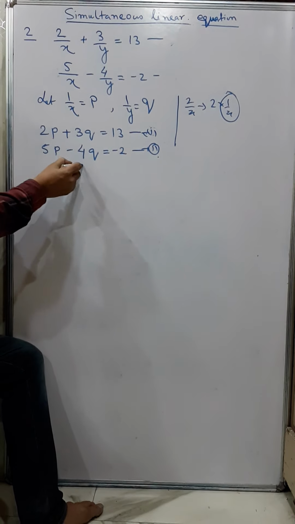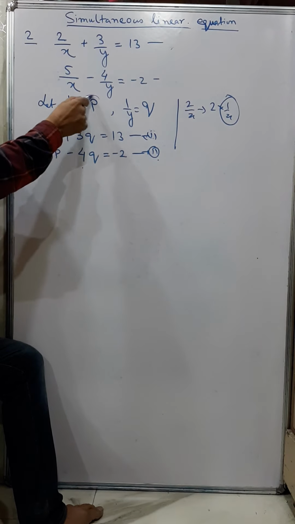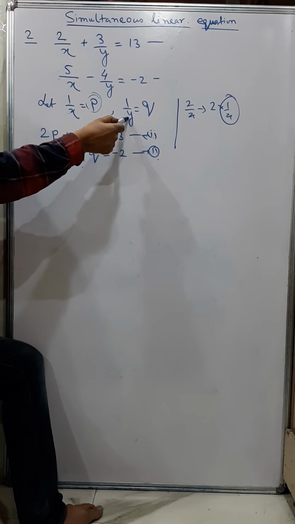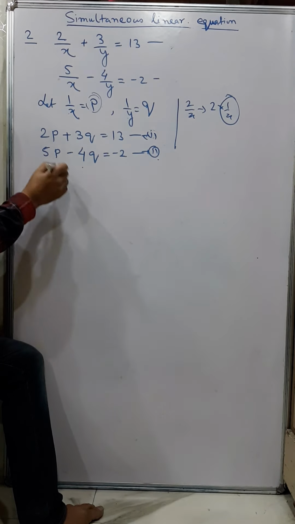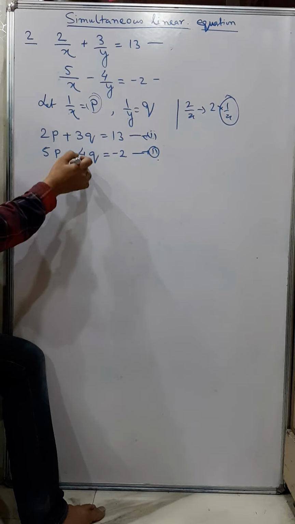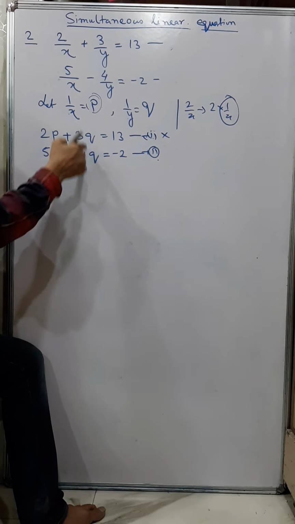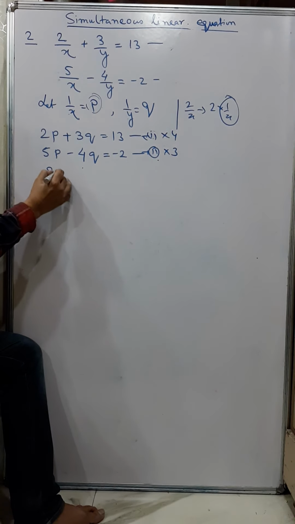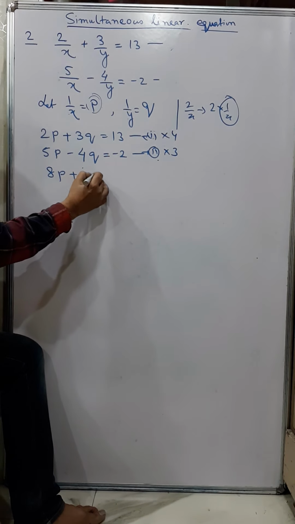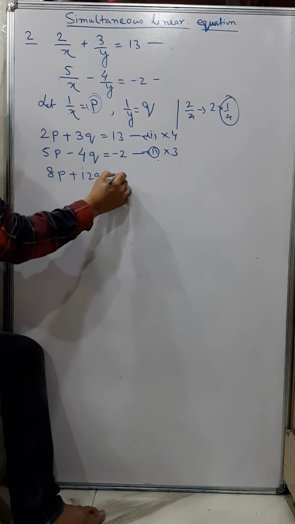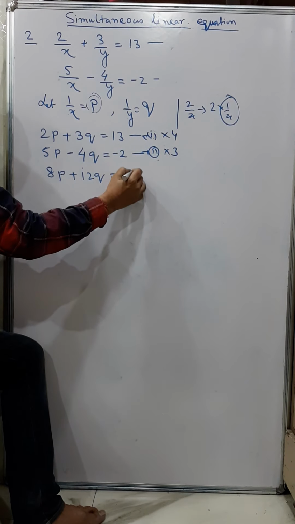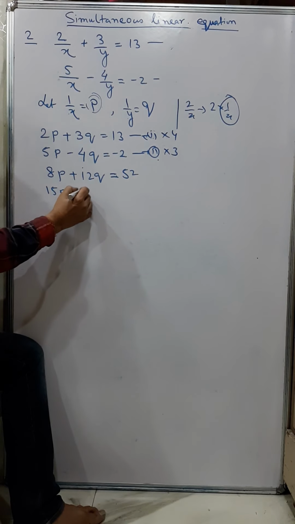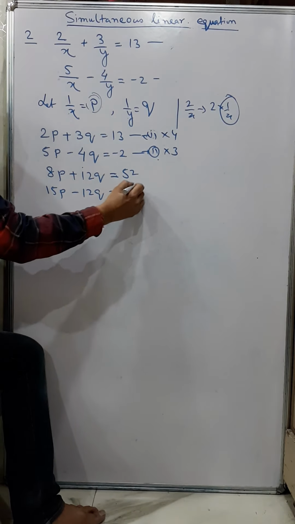And after solving in a normal way, then we'll put the value of p here. We'll get the value of x and we'll get the value of q. Understand? Same method we can solve it. So let's solve this one. So we'll multiply this one by 4 and this one by 3. So what do I get? 8p plus 12q equals 52. And next we are getting 15p minus 12q is equal to minus 6.